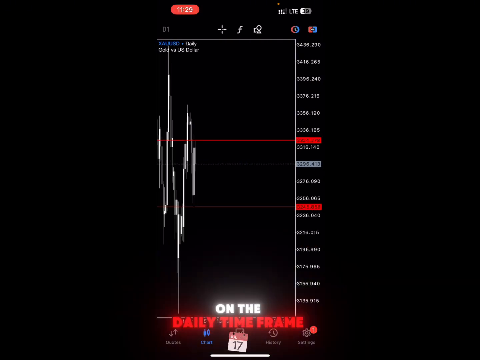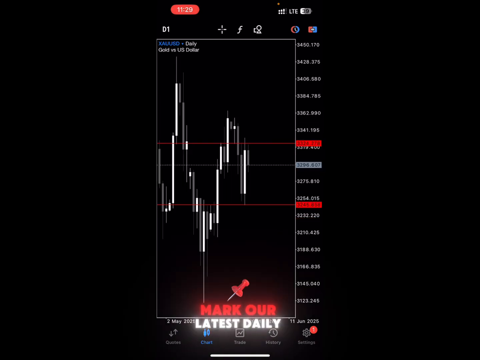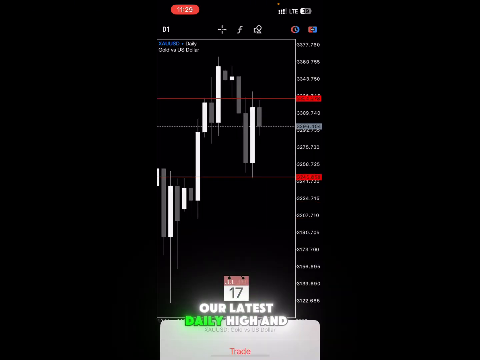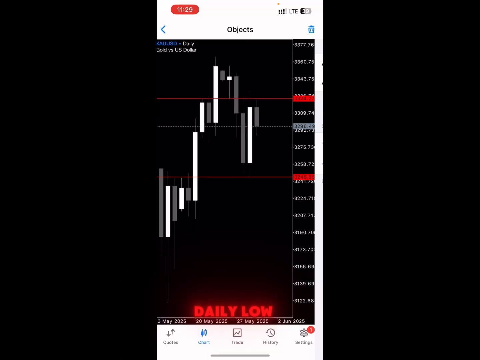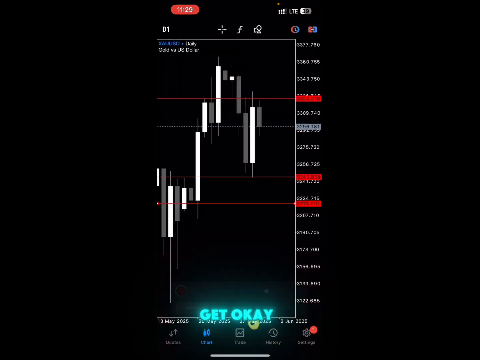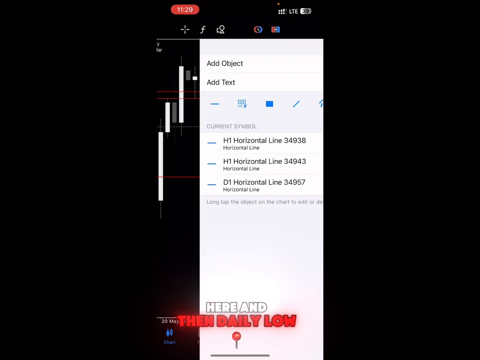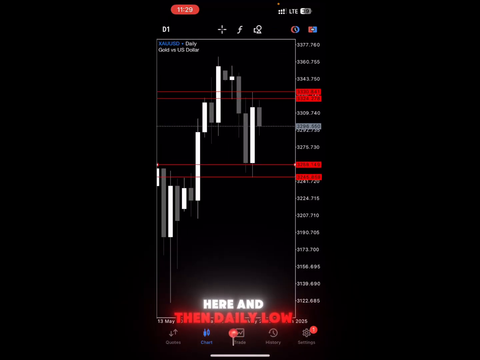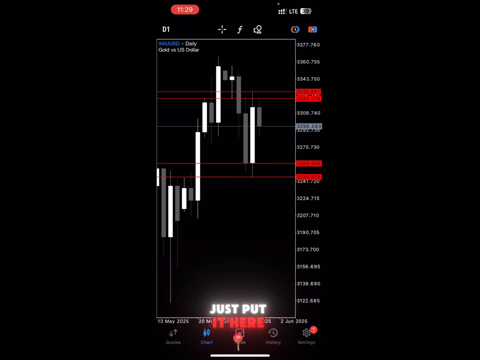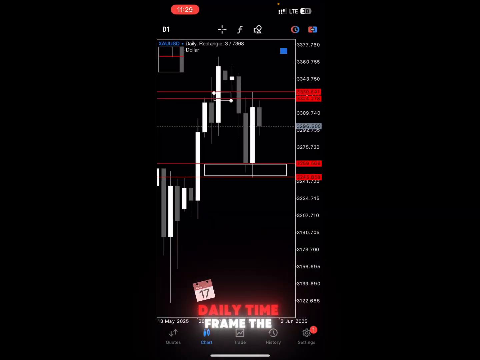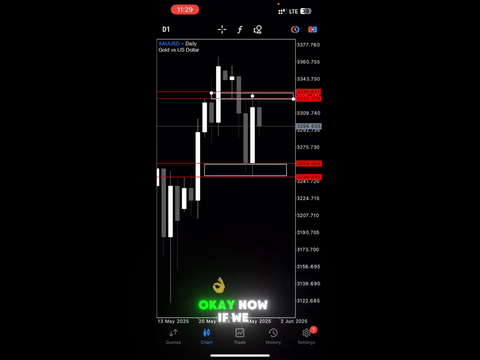If we quickly go on the daily time frame, we can also just mark our latest daily high and daily low. That's what it's gonna look to go and get. So daily high is here, and then daily low is here, but let me just put it here for now because this is where the body is. So we'll be looking to trade within this area. And then on the daily time frame, the sell area was here.